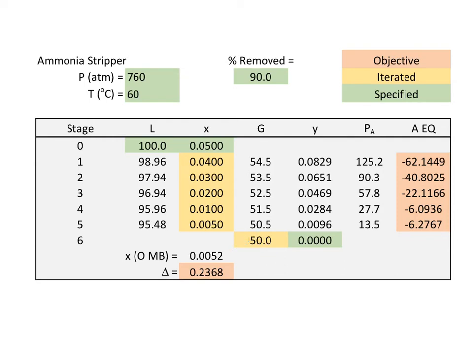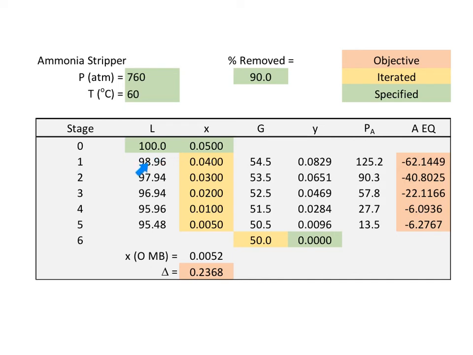We have three material balance equations embedded in this spreadsheet. The first one is for the liquid flow rate. This is a water balance, water mole balance. We say that the water coming into stage 1, which is just 100 times 1 minus x, has to be equal to the water leaving stage 1. And that would be this number times 1 minus this mole fraction.